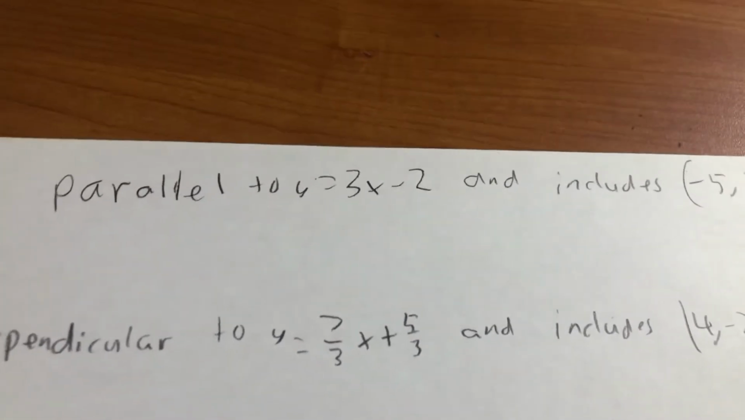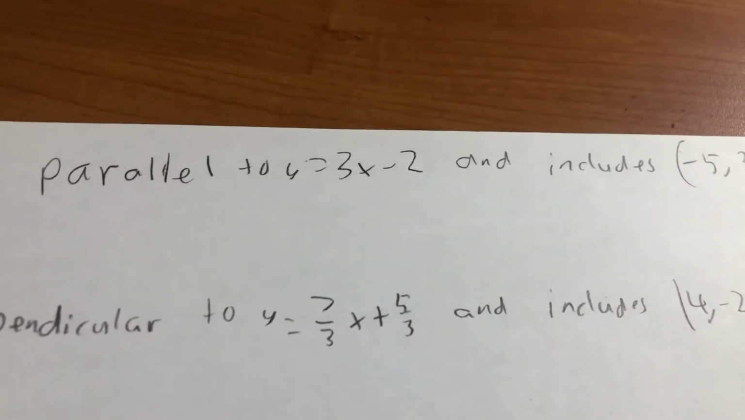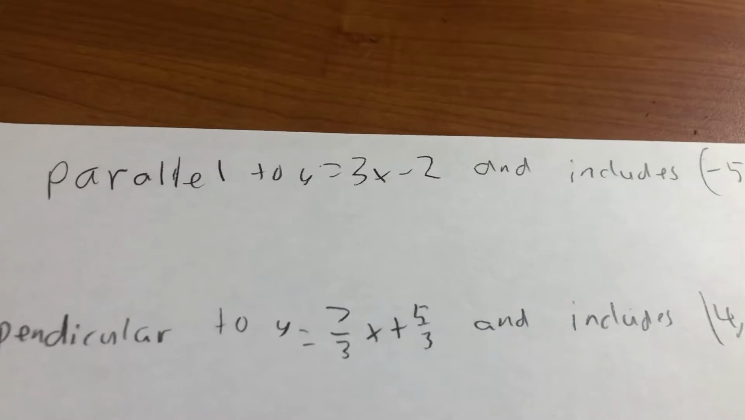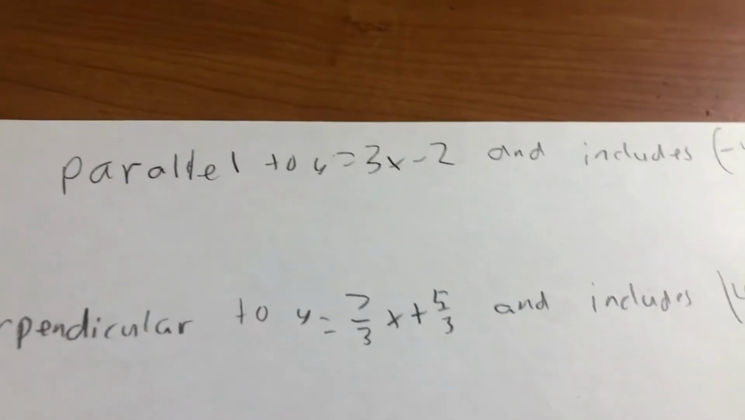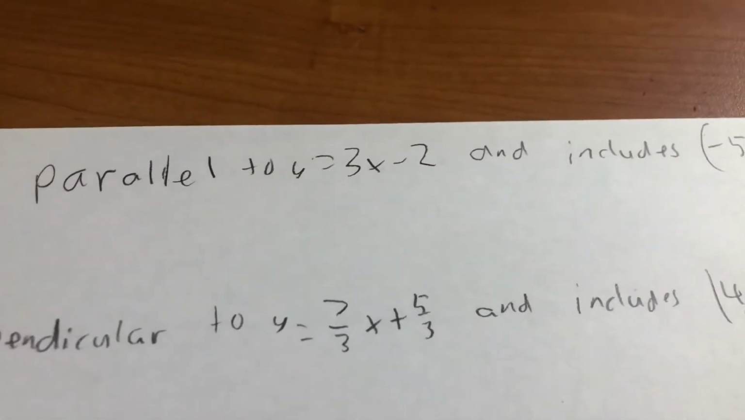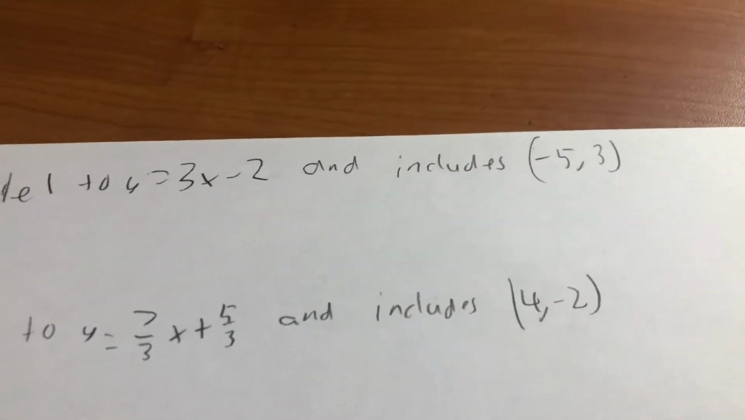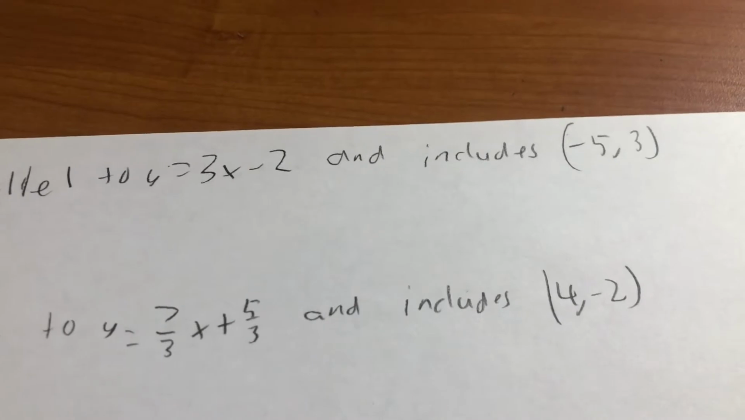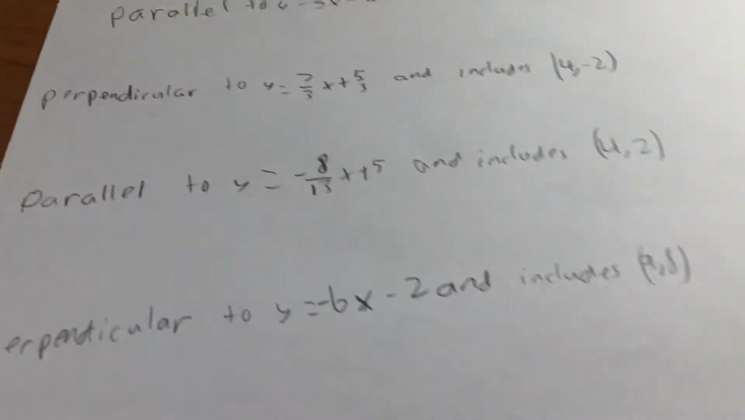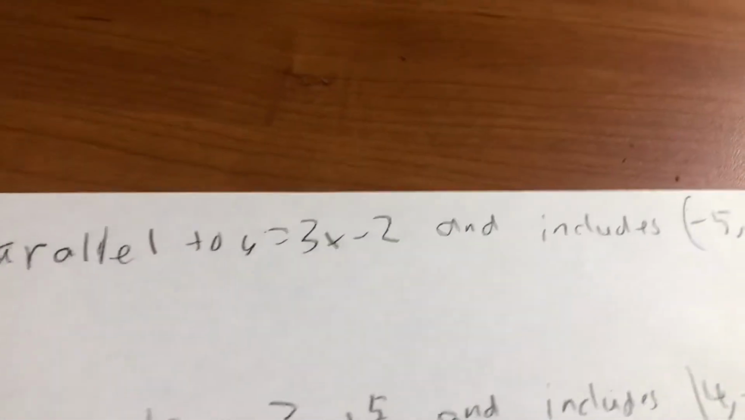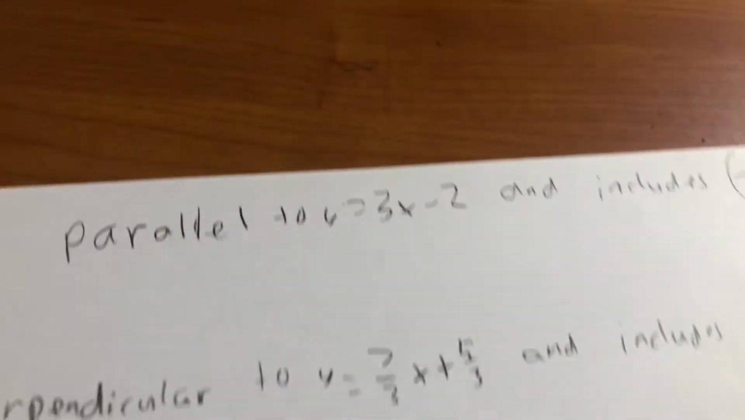This is a slope-intercept equation from another line and a point. As you can see here, we have parallel to y equals 3x minus 2 and includes the points of -5 and 3. Now, we are going to be doing all of these problems today. And now we're going to start off with the first one.